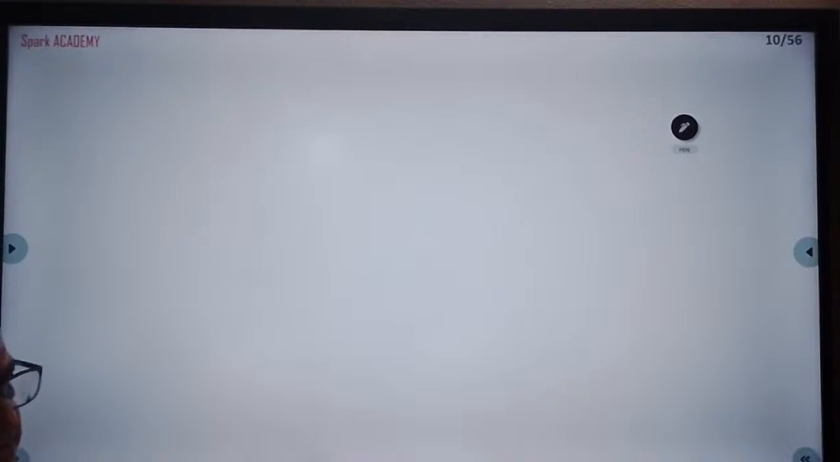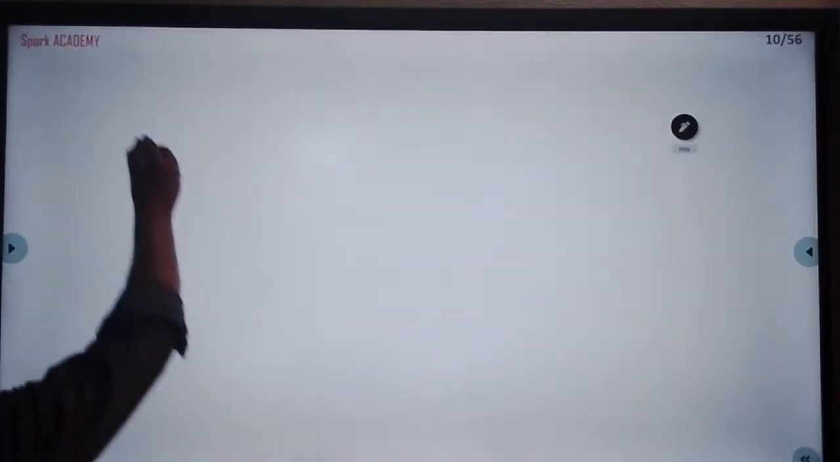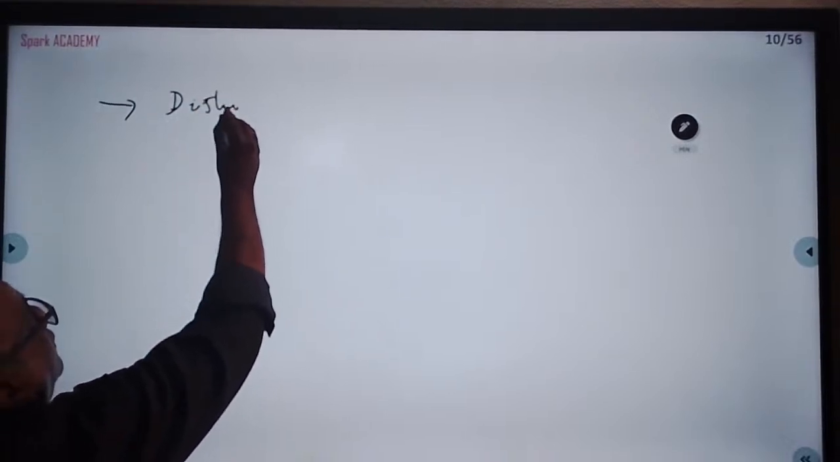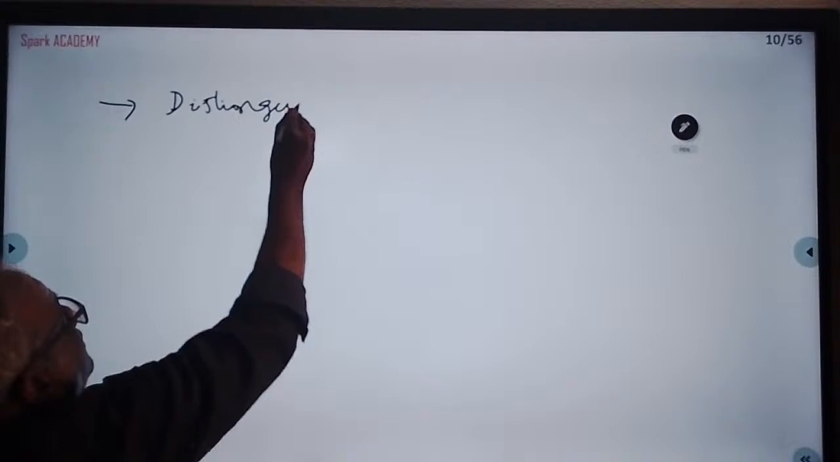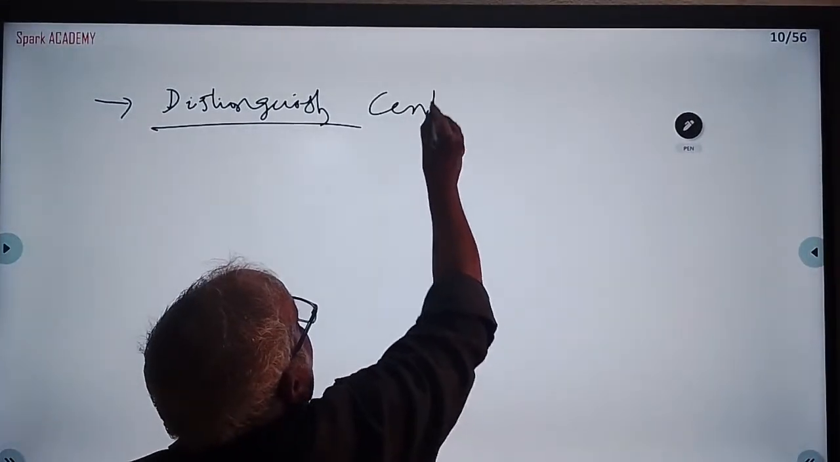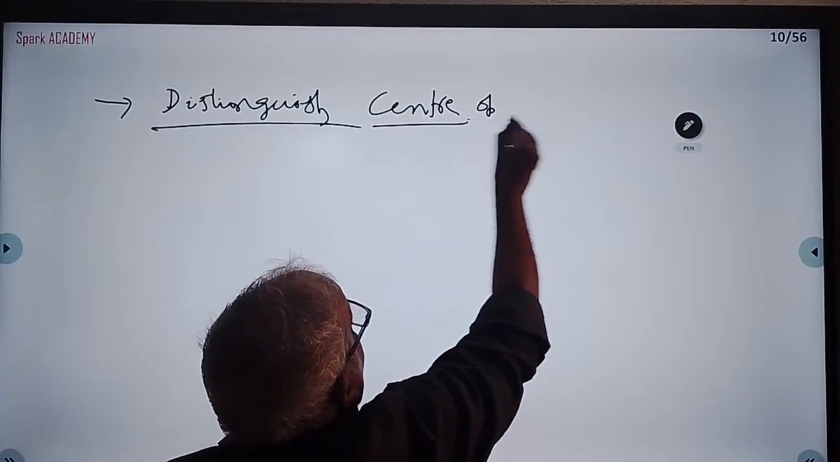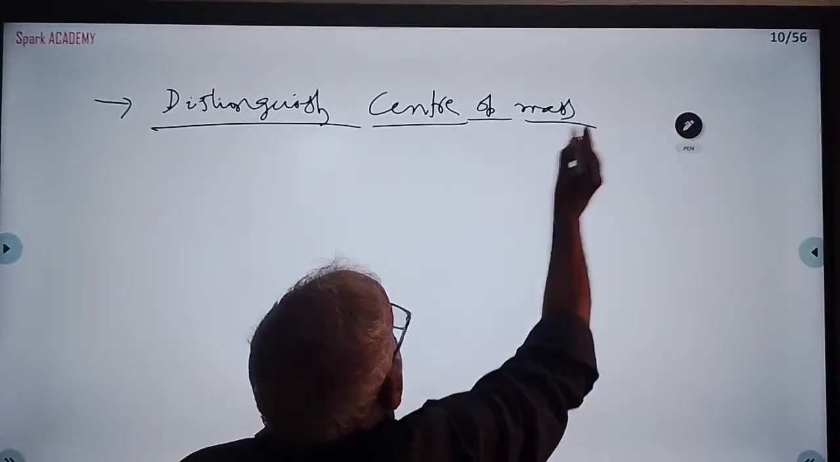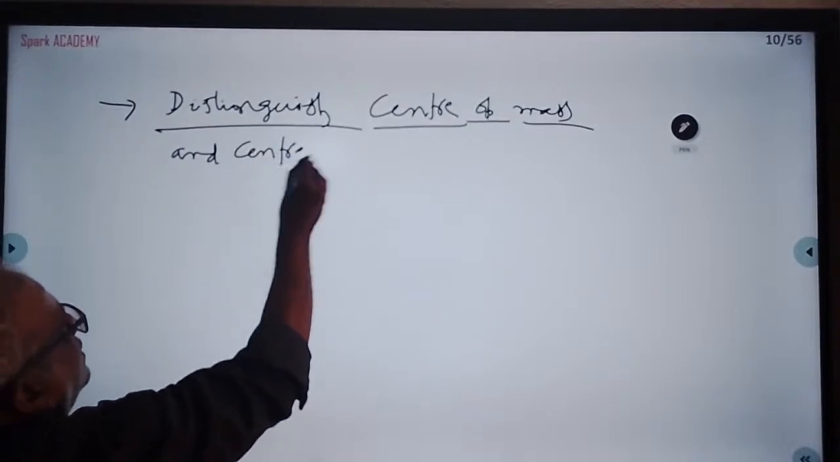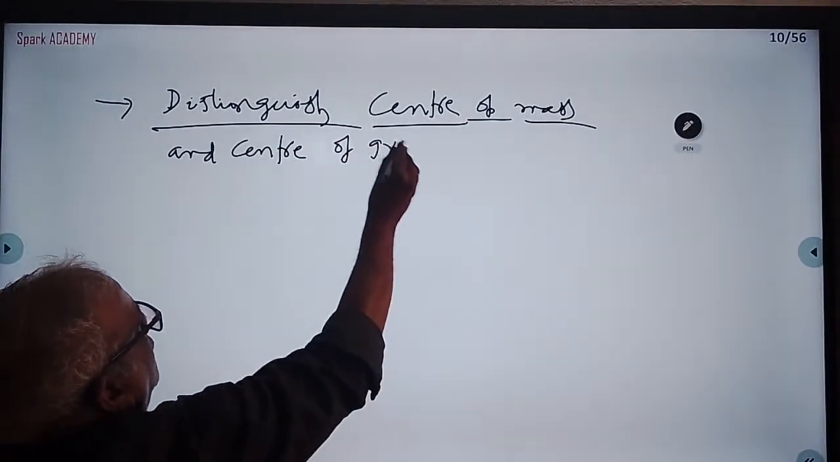Next, students. Next question: distinguish center of mass and center of gravity. This is a very important theoretical question. Distinguish center of mass and center of gravity.